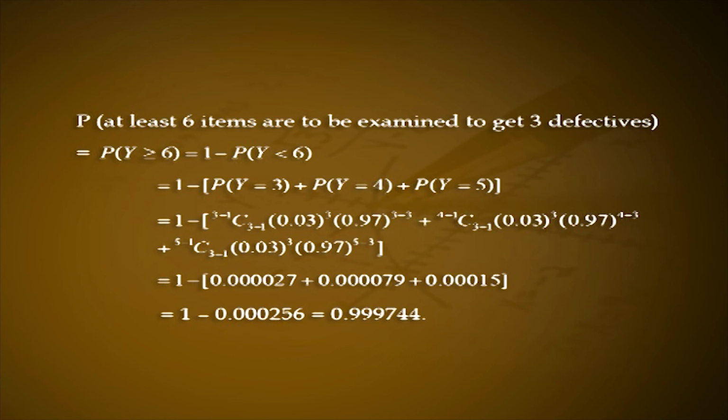0.000027 plus 0.000079 plus 0.00015, that is equal to 1 minus 0.000256, that is equal to 0.999744. More problems arising in various real life situations involving two important discrete probability distributions, binomial distribution and negative binomial distribution, are discussed in this session.